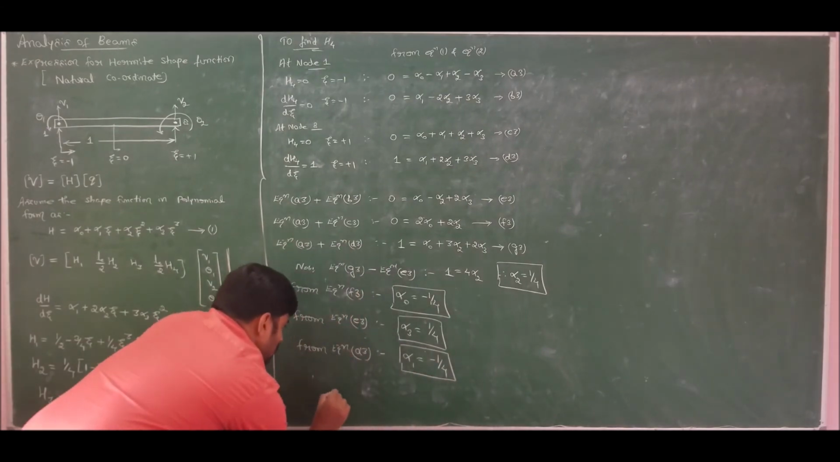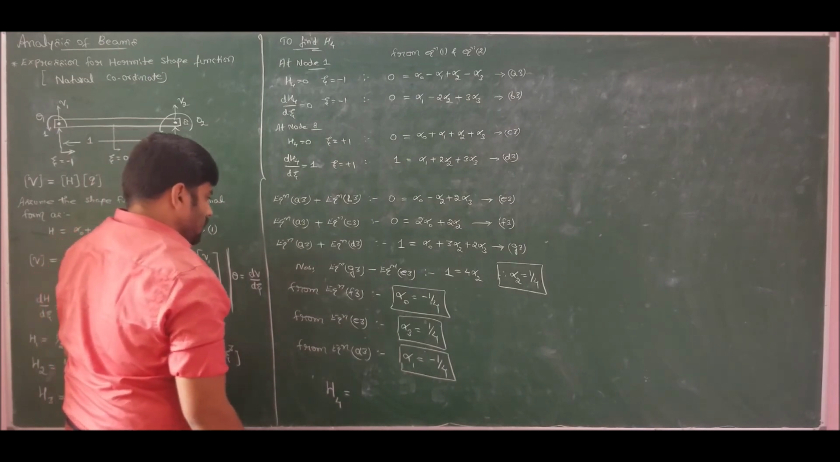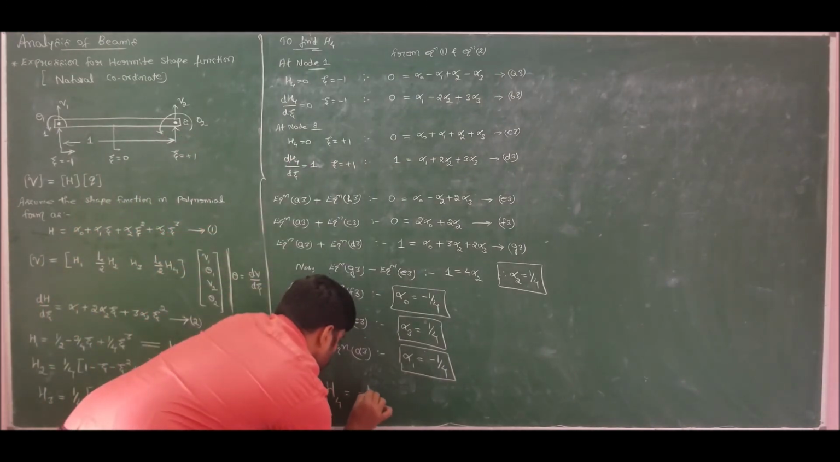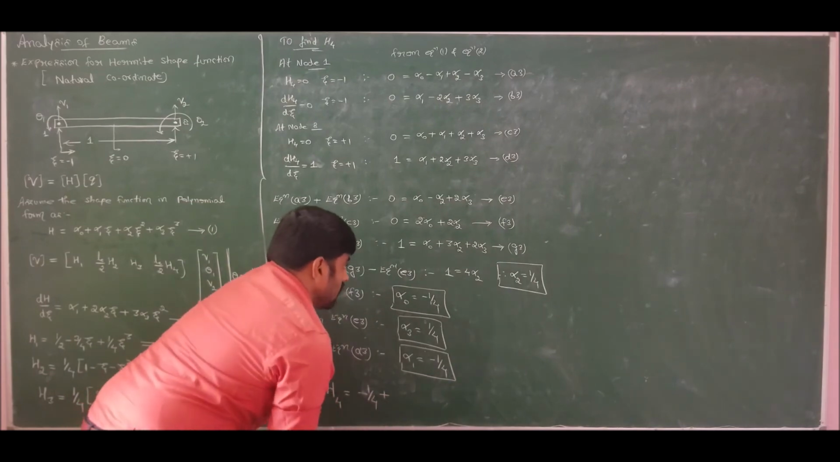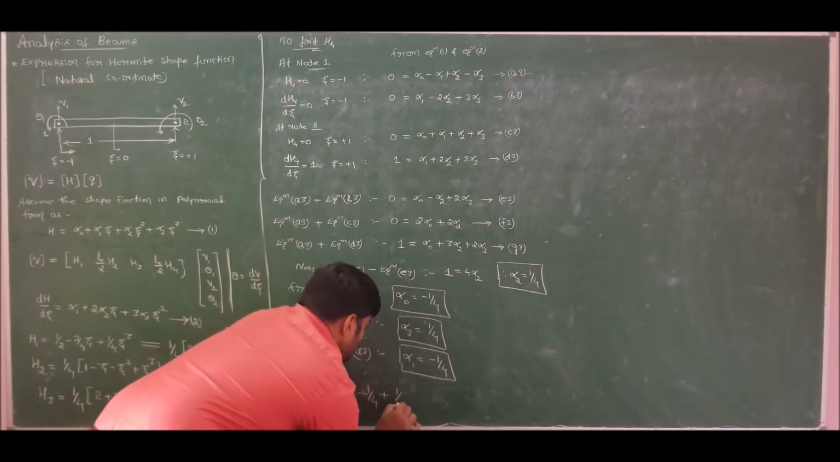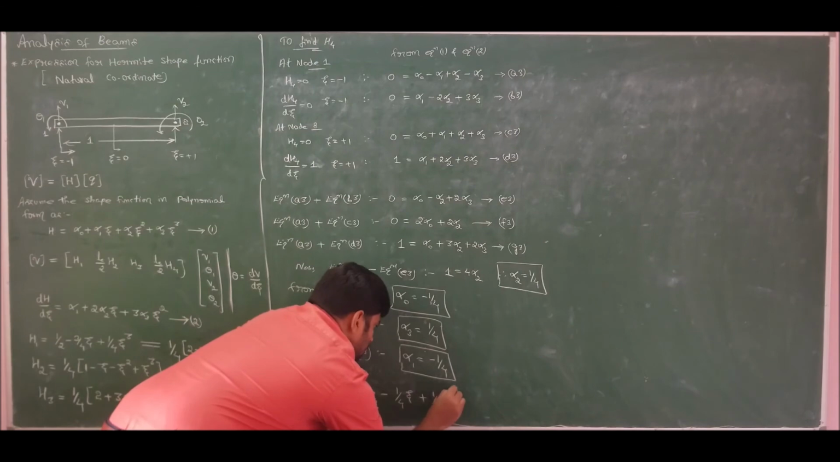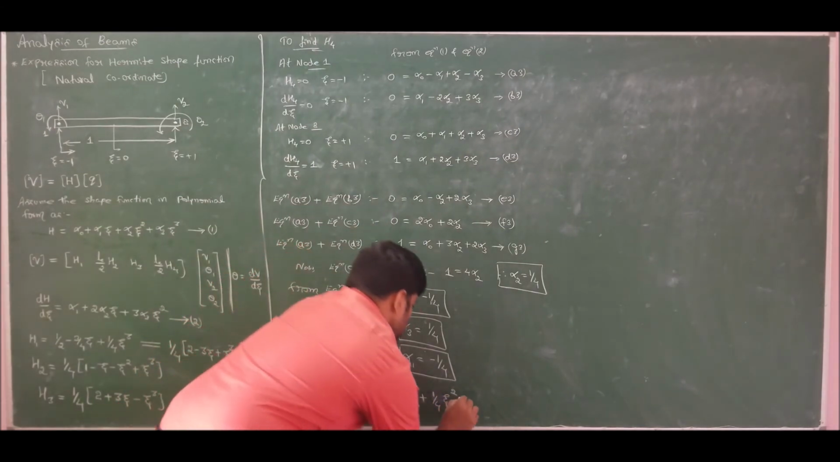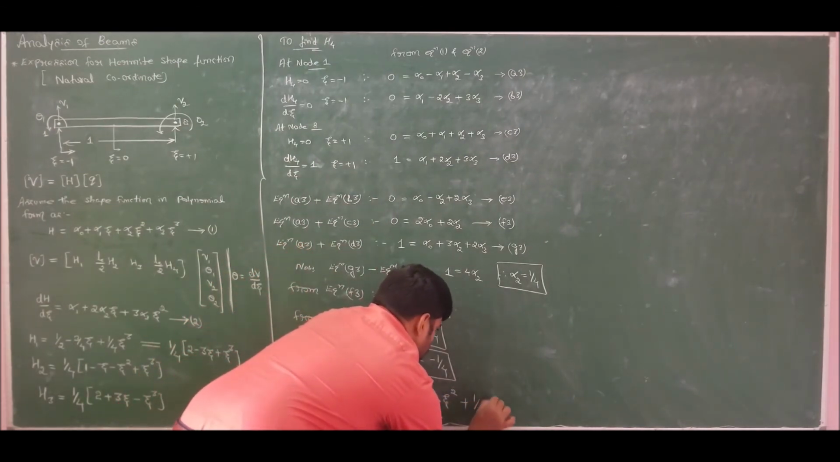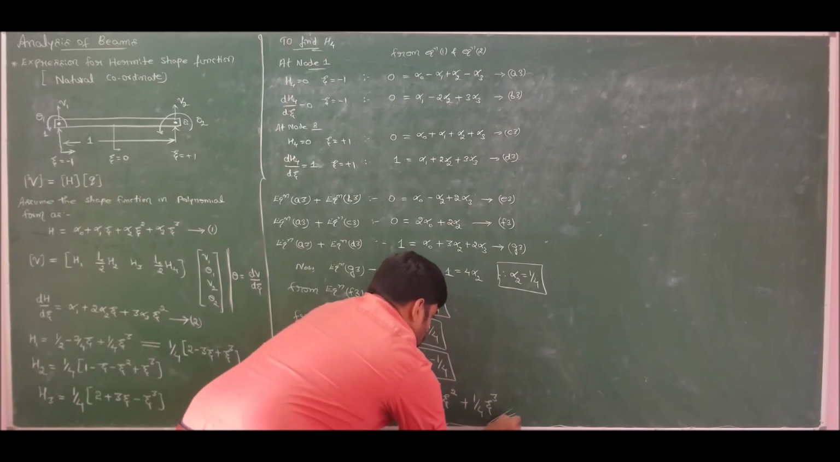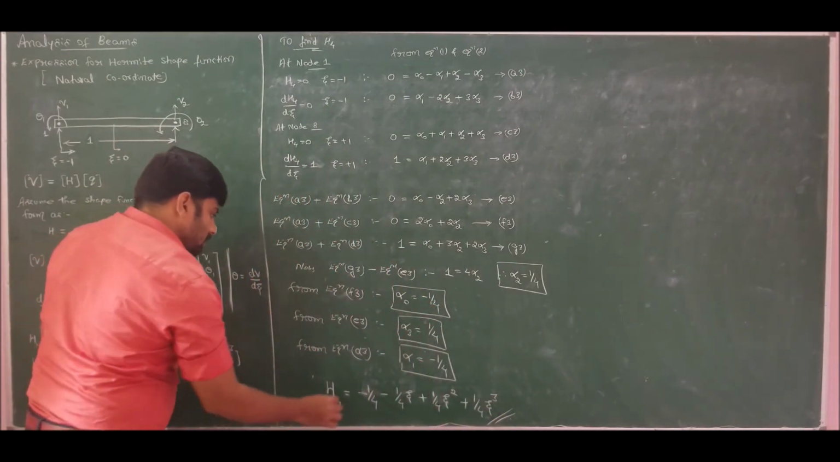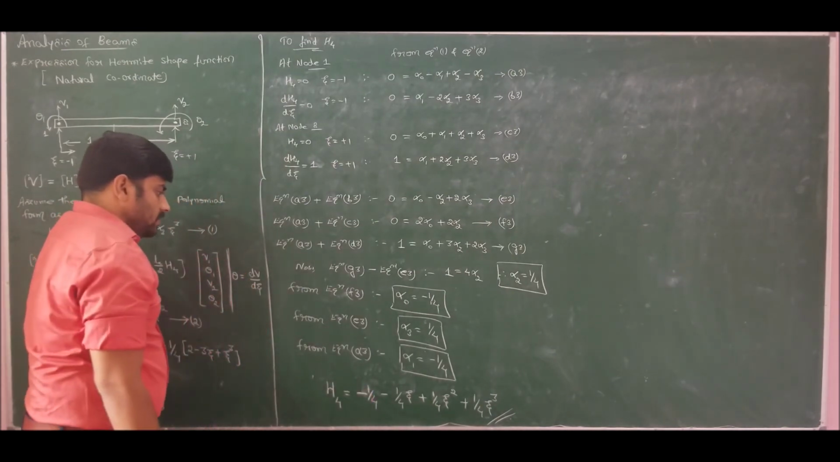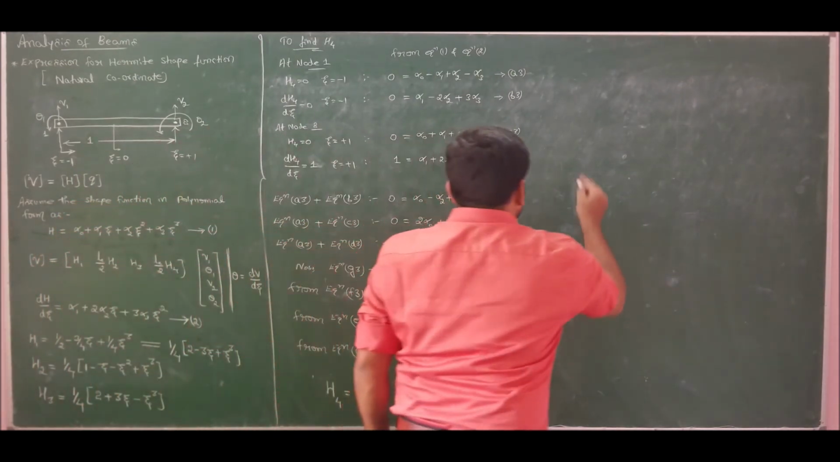So therefore we got the Hermite shape function H4 from equation 1 as alpha naught is minus 1 by 4 plus alpha 1 is minus 1 by 4 zeta plus 1 by 4 zeta square plus 1 by 4 zeta cube. So this is the value of Hermite shape function H4. So we have calculated all the values of Hermite shape function.